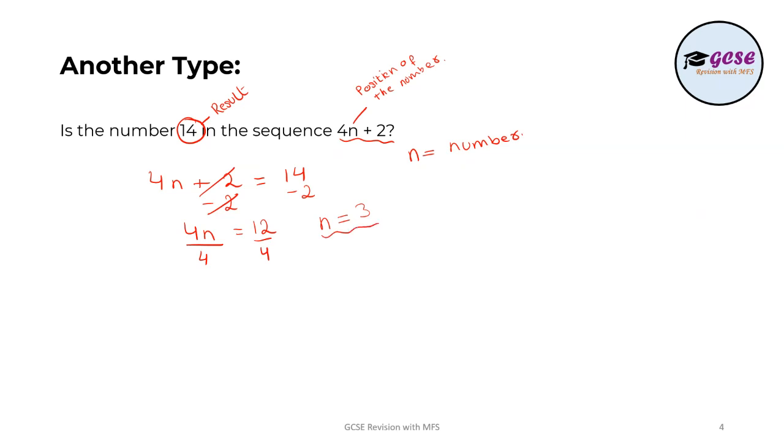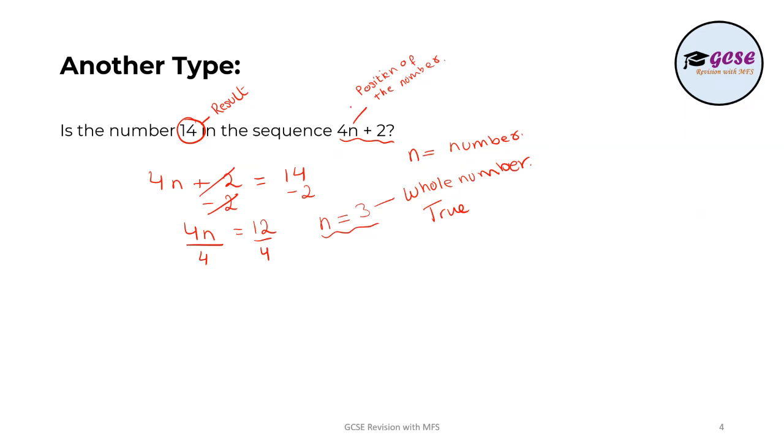Okay. n has given us a whole number. Because it has given us a whole number, it is true. It is in the sequence. It's a whole number, so it is true. Yes, it is in the sequence of 4n plus 2.